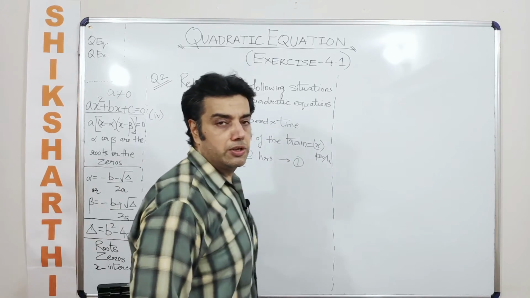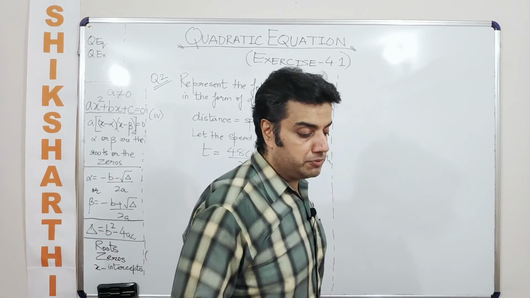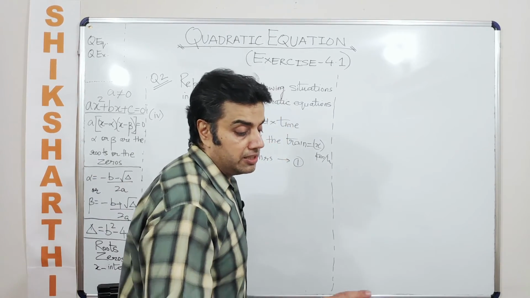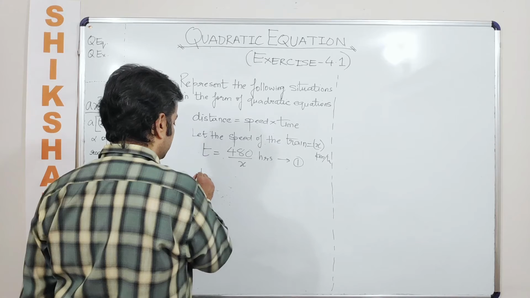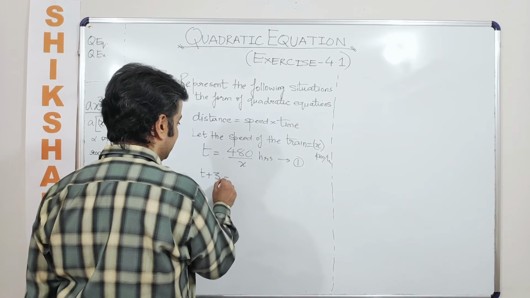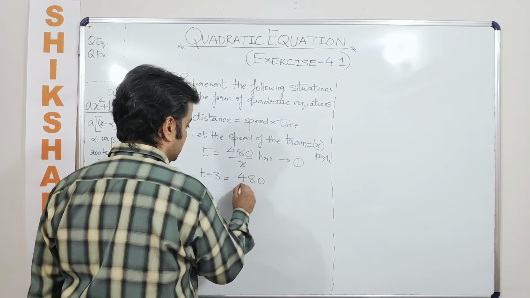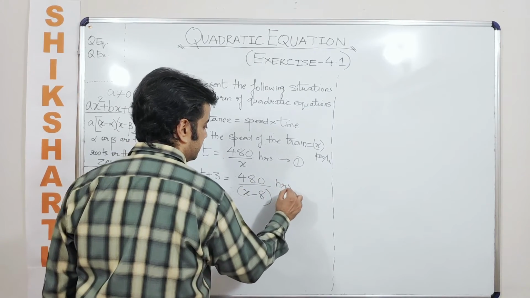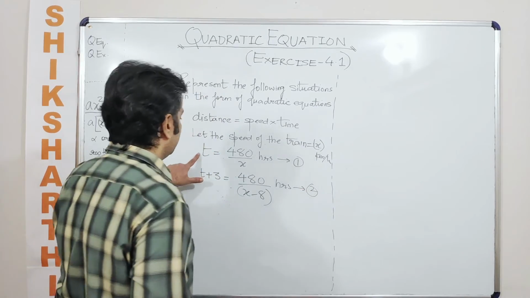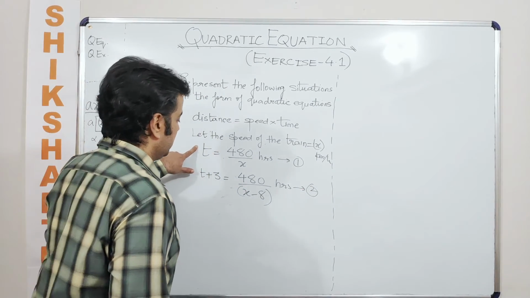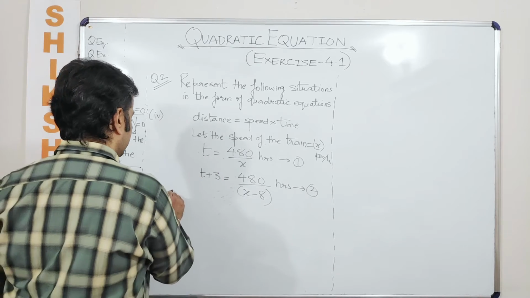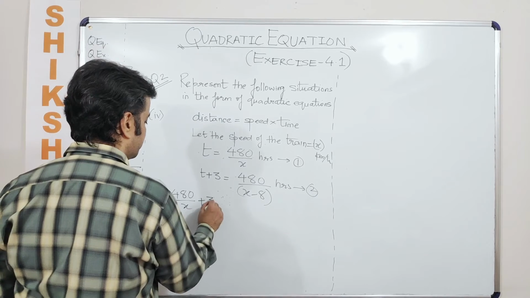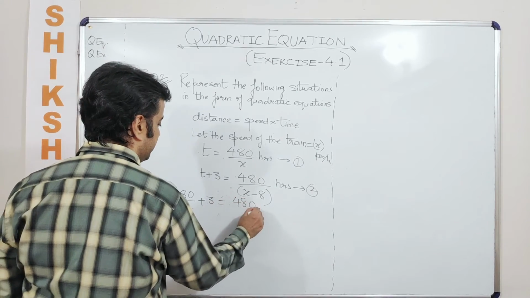You have already done linear equations, right? Now it says if the speed would have been 8 km per hour less, then it would have taken 3 hours more. 3 hours more means what? Now it will be taking t plus 3. In that case, the distance remains the same, but the velocity reduces to x minus 8. Now this will be hours. Second equation. Can I substitute the value of t from the first equation into the second equation? Yes. When I do this, I get 480 divided by x plus 3 is equal to 480 divided by x minus 8.